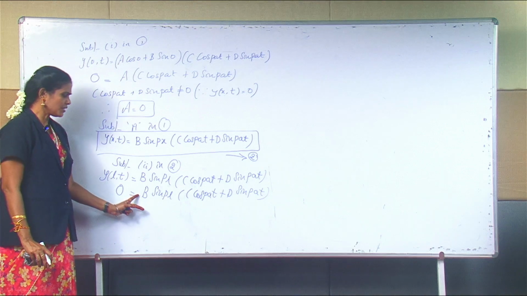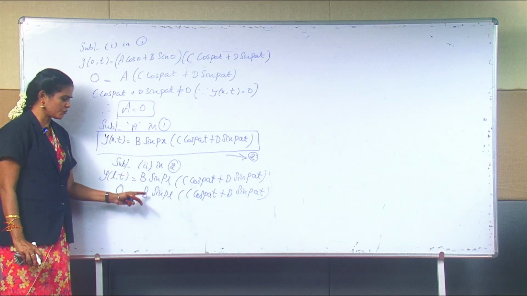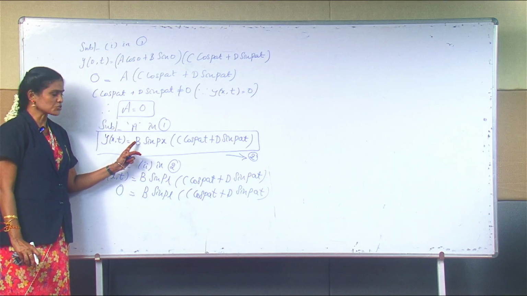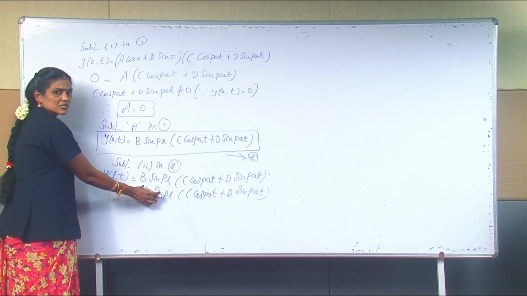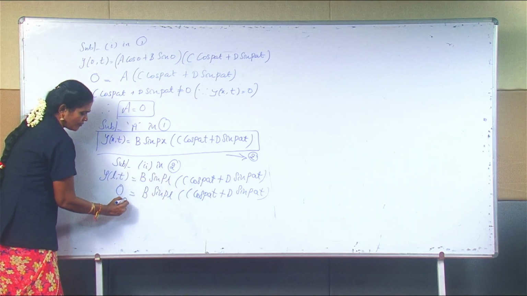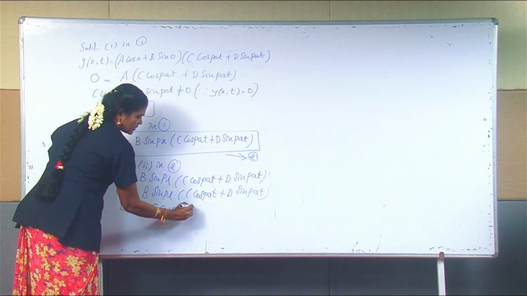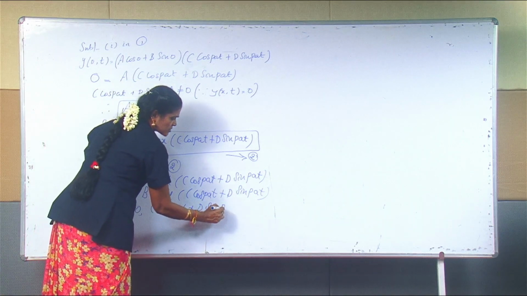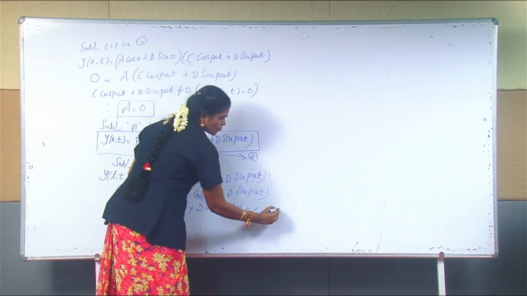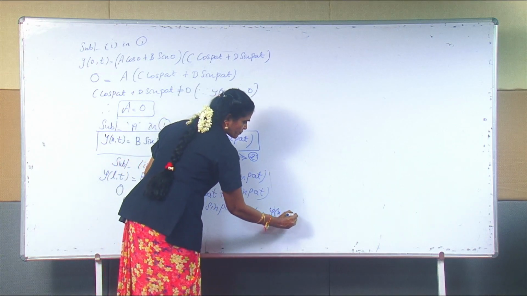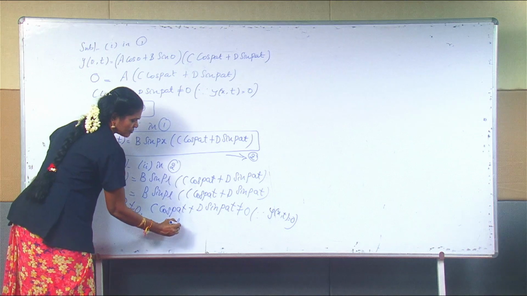Next, b equal to 0. If you substitute b equal to 0, it is already in multiplication, so you will get y(x, t) tends to 0. That is why b is not equal to 0, and c cos pat plus d sin pat is not equal to 0, since y(x, t) is not 0. Therefore, only one possibility is that sin pL is 0.